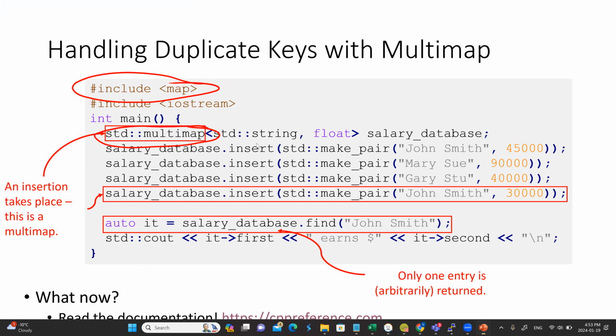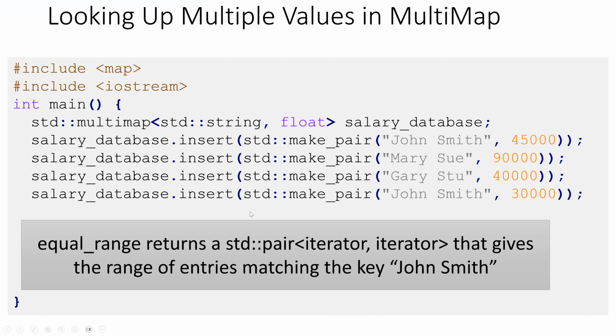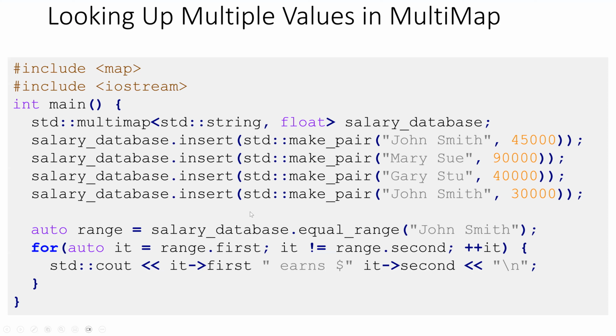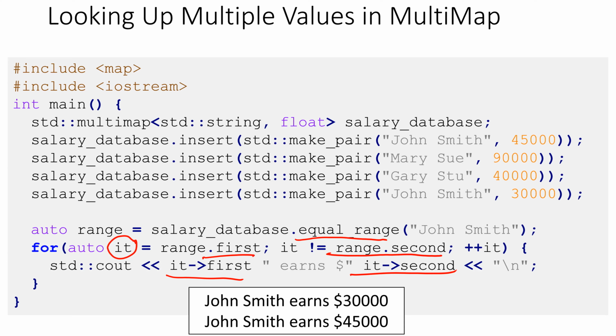Okay, so we do that. And based on that example code and reading the documentation carefully, I can figure out what to do. I shouldn't call find, I should call equal range. Equal range is going to return a pair of iterators. So I'm going to say I've got an iterator that's equal to the first, and I want to keep going until I get to the second, because they're like a begin and an end. And I want to go through and print out all the key value pairs. And that will now print out both of my nodes.